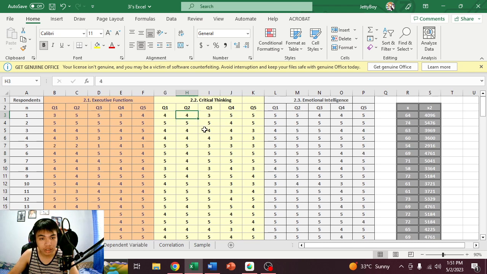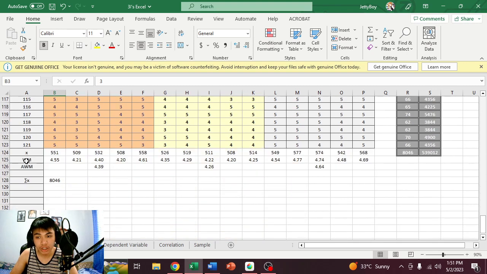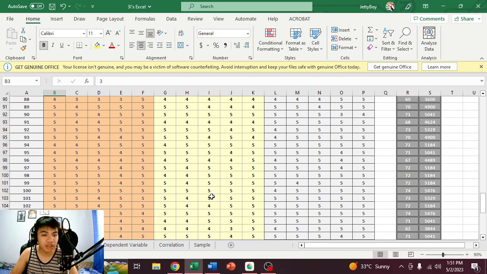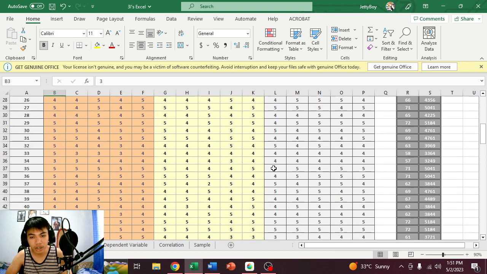So let's say na natapos mo ng itali yung data mo here in Excel. So we have 121 respondents. So what do we want to do next? Now we want to give meaning to these numbers, because they are just raw numbers. We want to give meaning to them here.